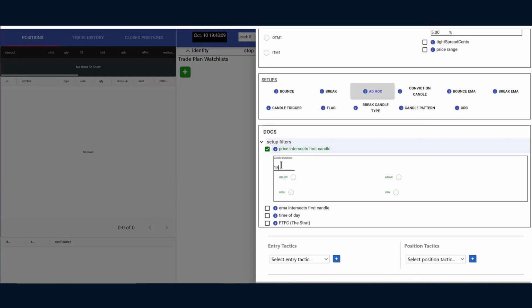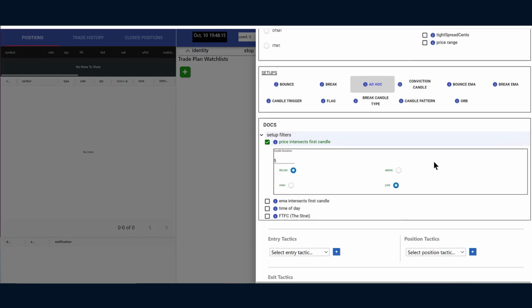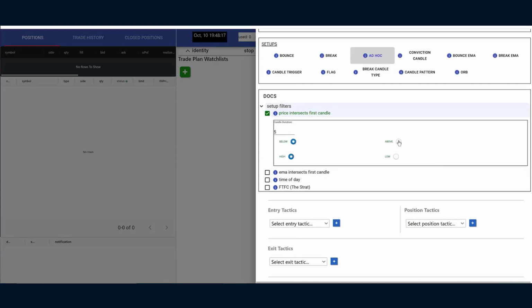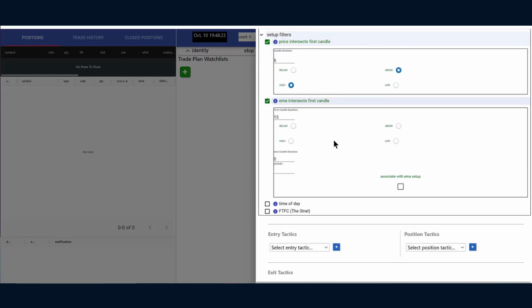Not every setup occurs under ideal circumstances. You might have price break the high of a red candle, but it occurs below the day's opening range, or below the 80 MA. These might indicate a setup that you do not want to take long. We provide multiple setup filters that will prevent that setup from leading to a trade. Our setup filters currently look at price versus an opening range of your choice. You can filter based on the high or the low of that range. Similarly, you can filter based on an exponential moving average of your choice.